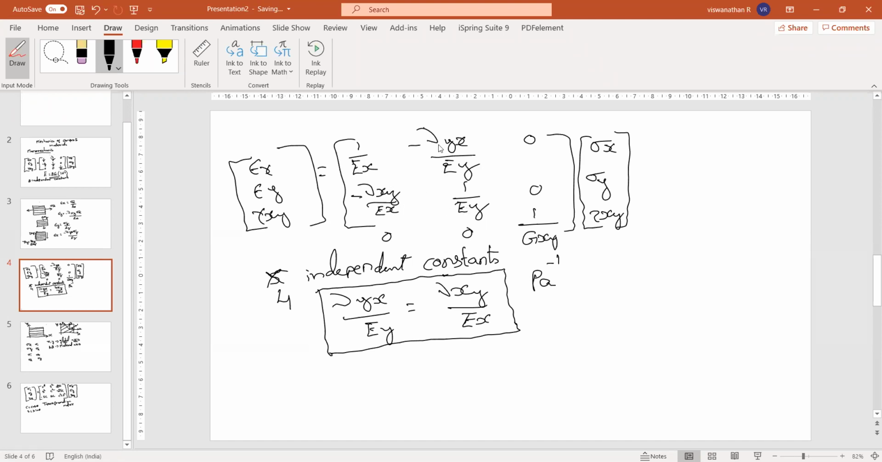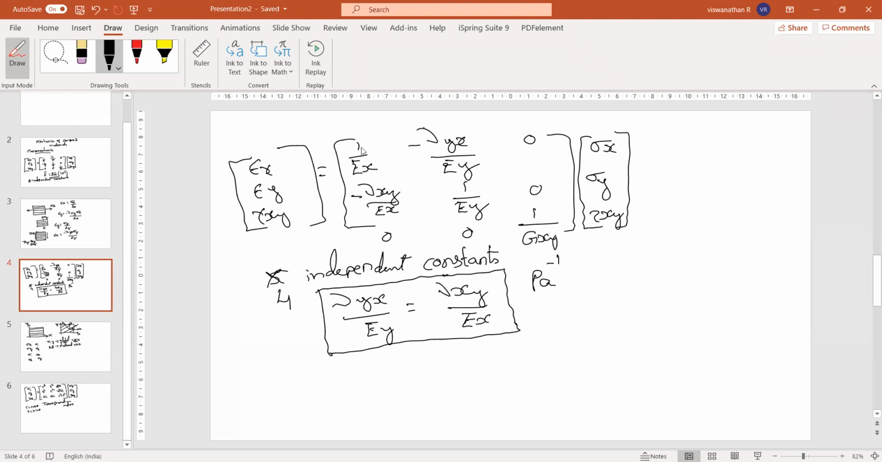Anyways, Poisson's ratio doesn't have any units. Only the E has units. EX has units, EY has units, GXY has units. So this is Pascal inverse. Now, I told you that stiffness depends on what? Elastic modulus E.